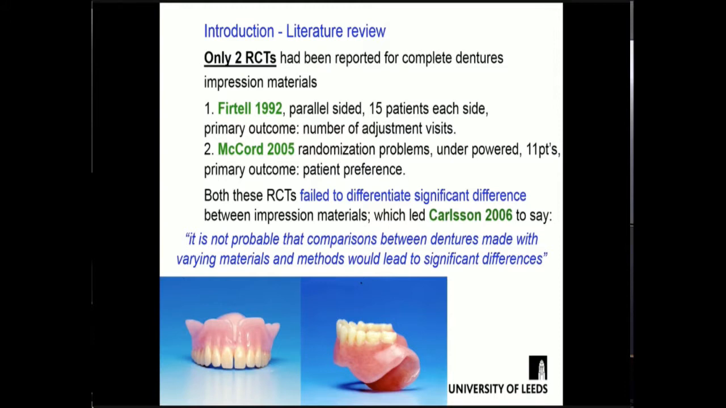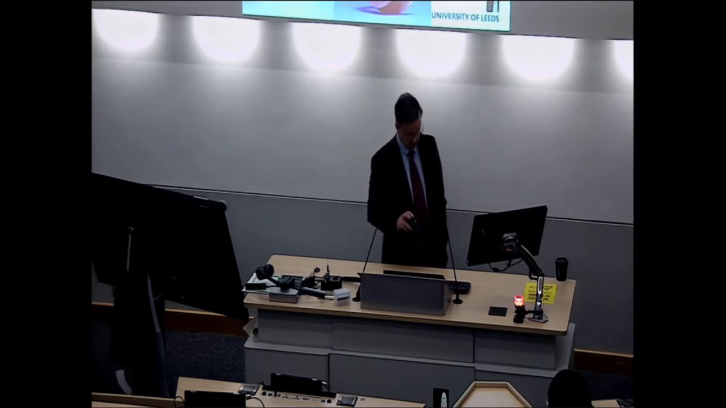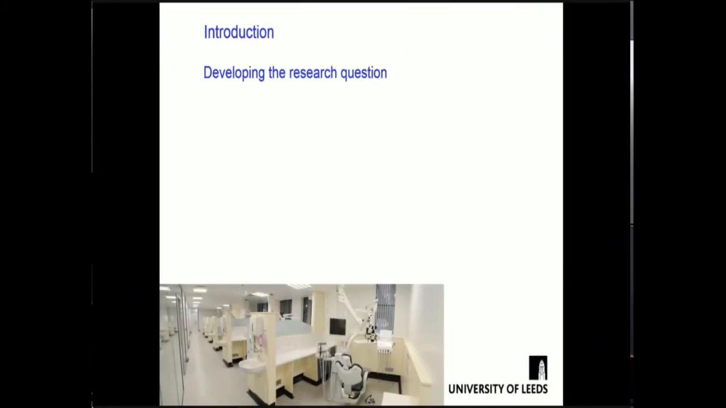Both these randomised controlled trials failed to differentiate between the impression materials, which led Carlson in 2006 to say it's not probable that comparison between dentures made with varying materials and methods would lead to significant differences. What he meant is that it's not probable that we'll be able to tell the difference between these different clinical techniques. And I think that's a very pessimistic view. I think what we need to do is be more challenging in the structure of our randomised controlled trials. So that was a red rag to me. I wanted to prove Carlson wrong and say that we can do good science in prosthodontics. So I wanted to develop a research question and a protocol which would be able to detect a difference between two sides of a randomised controlled trial.